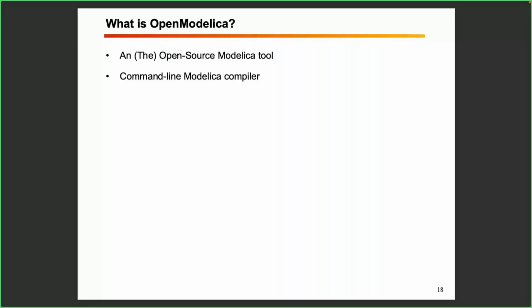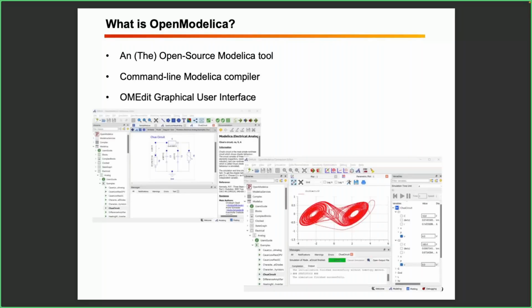It's basically two pieces. There's a command line Modelica compiler that can also run in the background as a DLL, basically. And then you have a graphical user interface that you can use to build models, run simulations, and check the results.